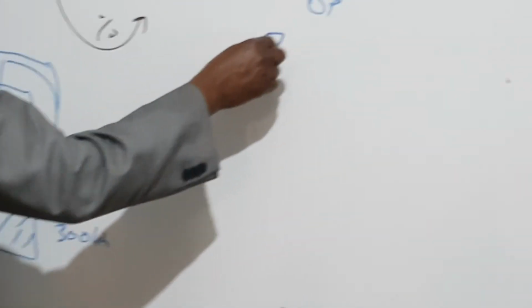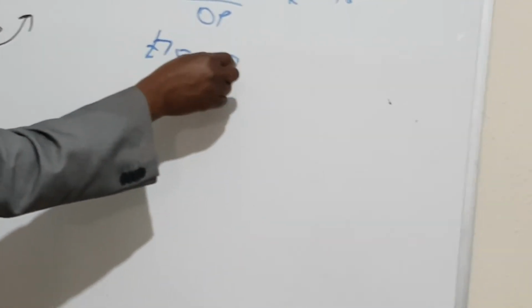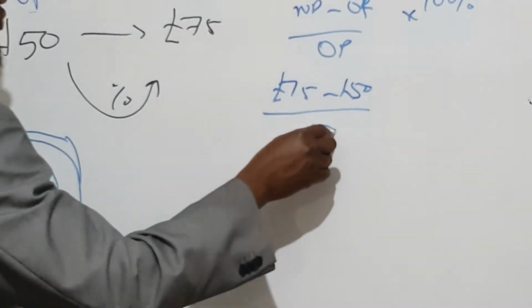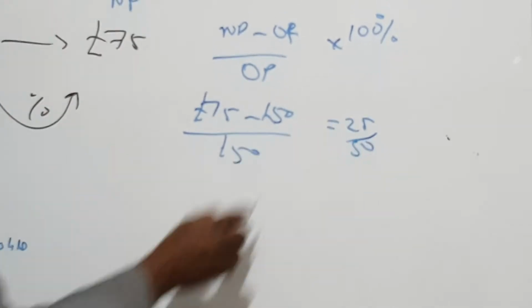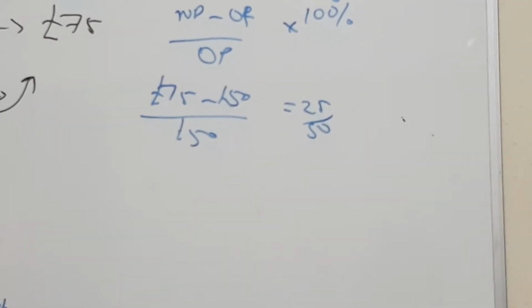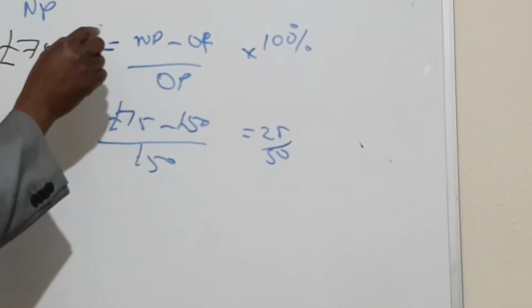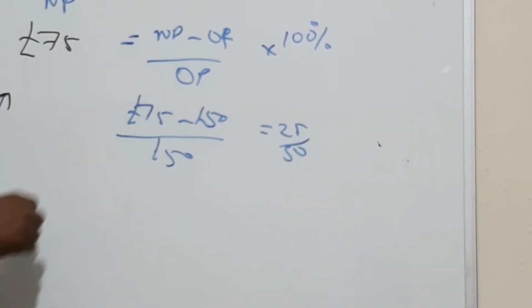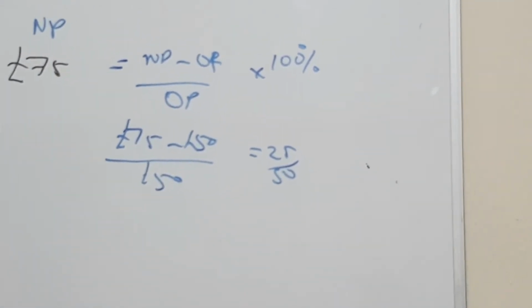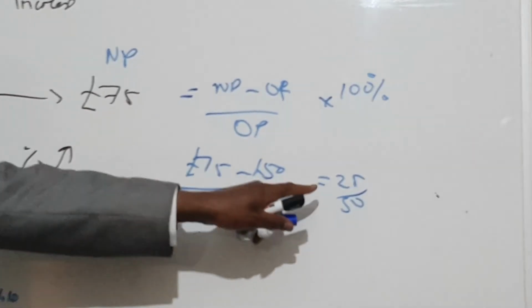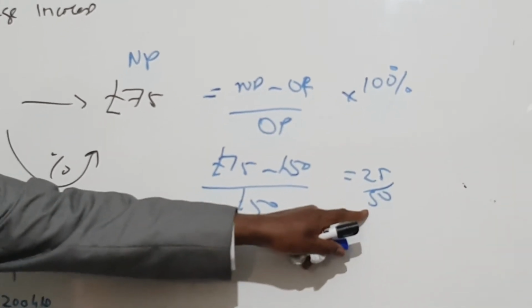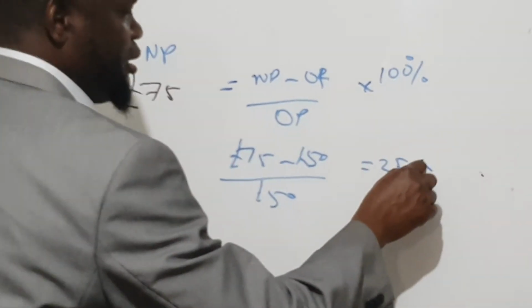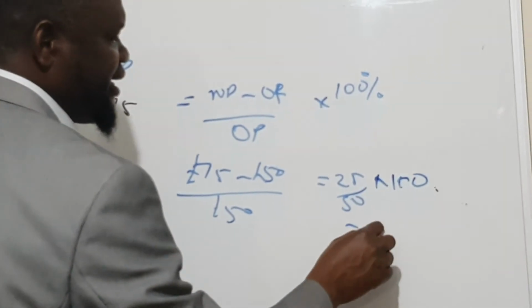The new price was £75. The old price is £50. Divided by the old price, which is equal to 25 divided by 50. So this here means the amount by which it has increased. From 50, the price went up to 75, it increased by 25. You want to convert that into percentage, so you multiply by 100. So this increased by 50%.